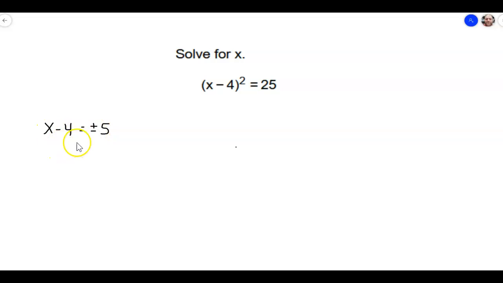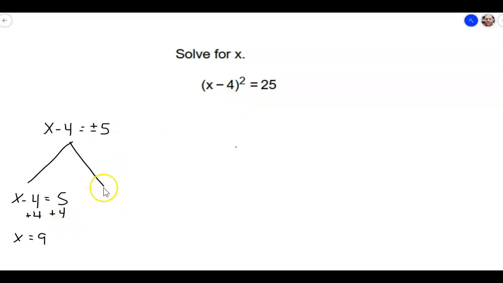So this is actually two different equations here. Let's go ahead and solve those separately. The first one is x minus 4 is equal to the positive 5. All I have to do is add 4 to both sides to get x by itself, and I get x is equal to 9. I want to go back and make sure that works. If I put a 9 in here, I get 9 minus 4, which is 5, and 5 squared is indeed 25. So that is a good solution.